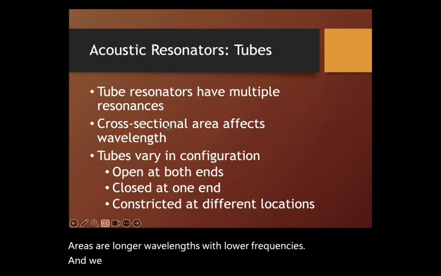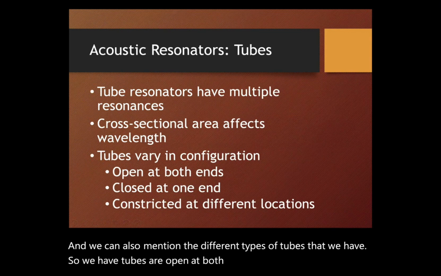And we can also mention the different types of tubes that we have. So we have tubes that are open at both ends, closed at one end, and constricted at different locations.